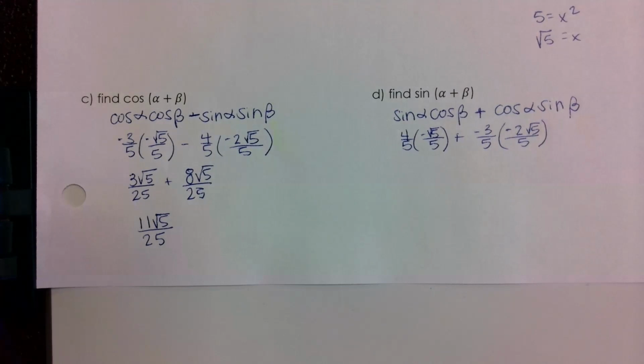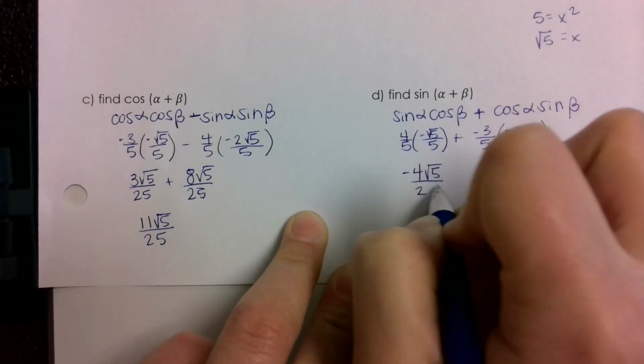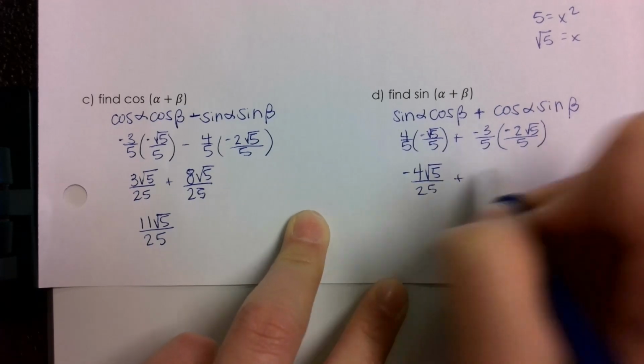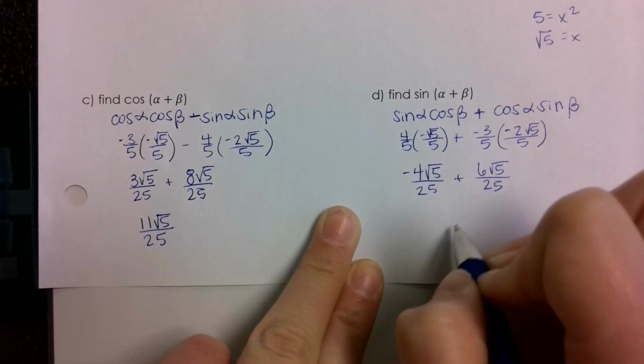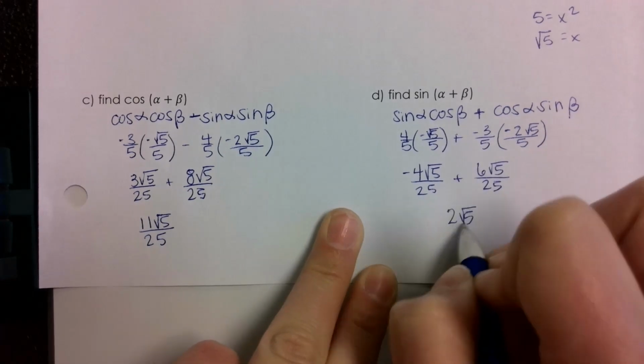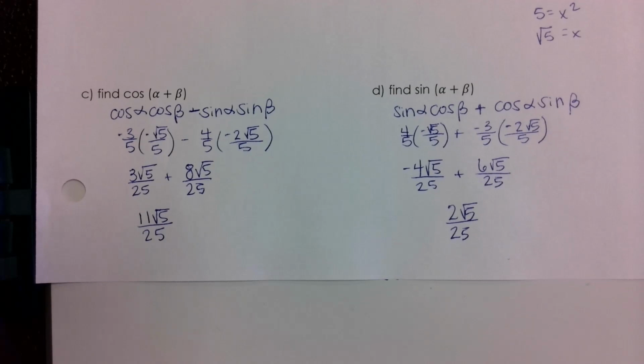So then we'll just multiply. We'll have negative 4√5/25 plus 6√5/25. So that's going to be 2√5/25. Questions? We're almost done. Actually, we're only halfway, but that's right.